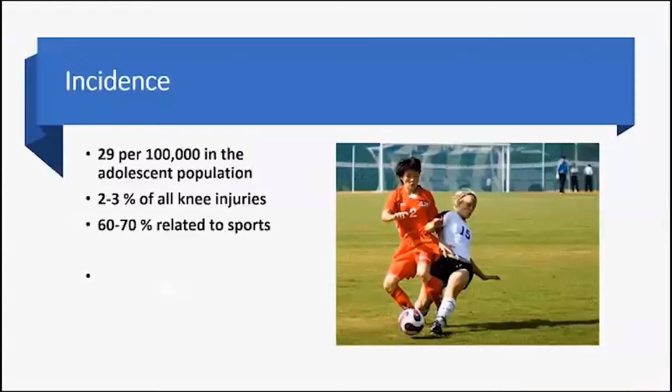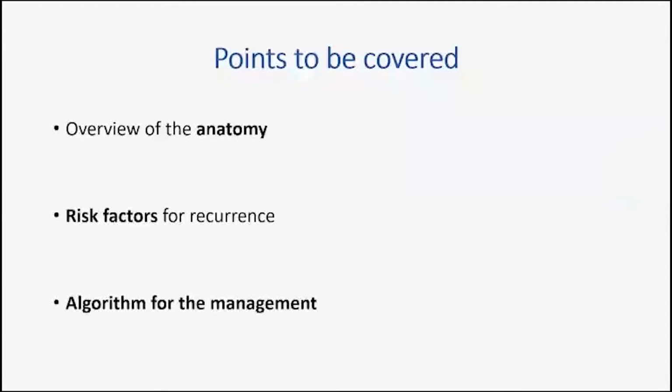It occurs mainly in the adolescent population group, and it represents only 3% of knee injuries, and almost 70% are related to sports activity. I'll talk about the anatomy, the risk factors for recurrence, and the algorithm for management.